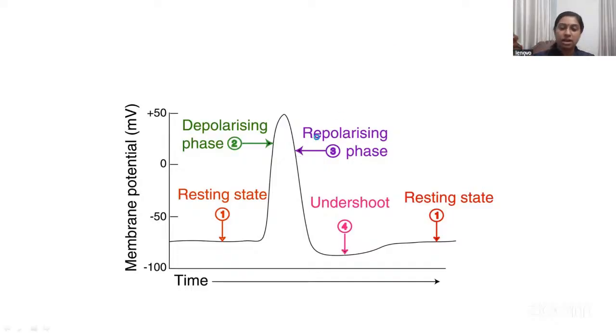And sometimes, even after the inactivation of the sodium channels, these potassium channels continue to eject potassium from inside the cell to the outside. That will lead to an undershoot. That is, electronegativity will be further than the resting membrane potential. The electronegativity will be further increased. That will lead to hyperpolarization. And after some time, these potassium channels also close, leading to the restoration of the potential to the resting state.